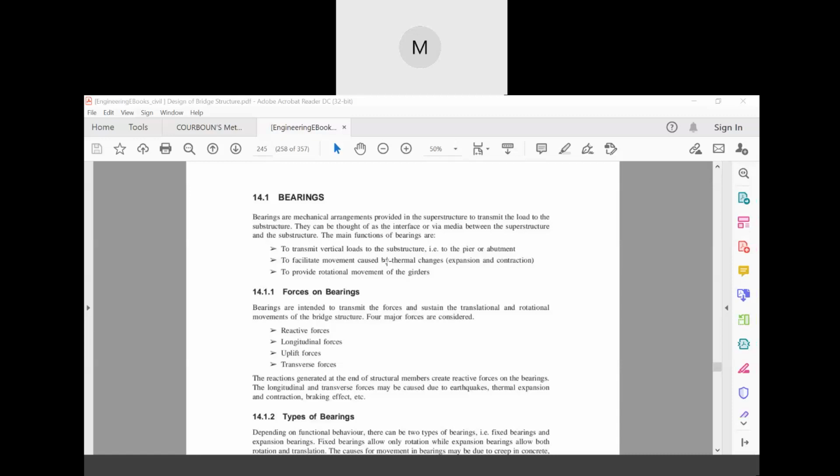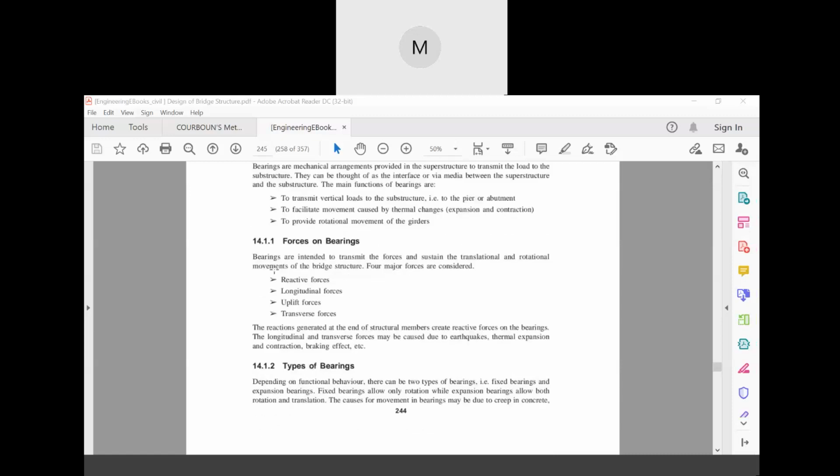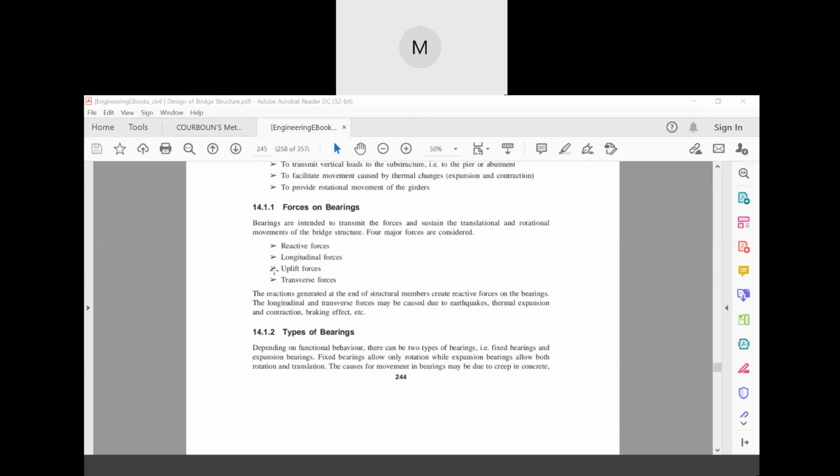Then suppose there is expansion and contraction in the bridge. How will it be handled? That will be done by providing rotational movement to the girders. Rotational movement to the girders. So bearings are intended to transmit forces.